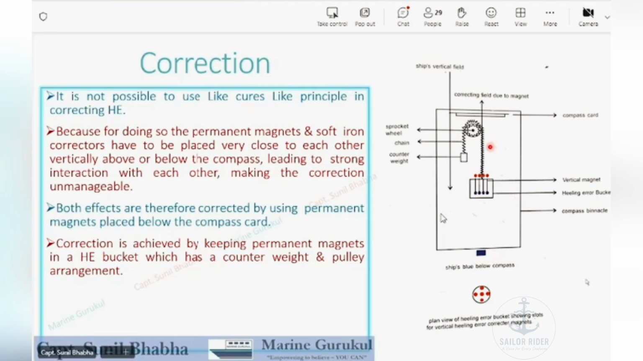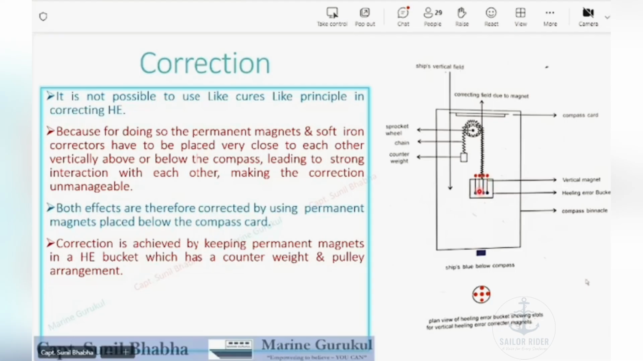So now what we have here is exactly below this compass card, we have a chain and pulley arrangement. You can see we have this pulley here, or you can call it a sprocket wheel, and we have a chain attached to this wheel. On one end of this chain, we have a counterweight just to balance the heeling error bucket. On the other end of the chain, we have the heeling error bucket. There are vertical slots in this bucket in which the magnets can be placed. So we place vertical magnets in this bucket.